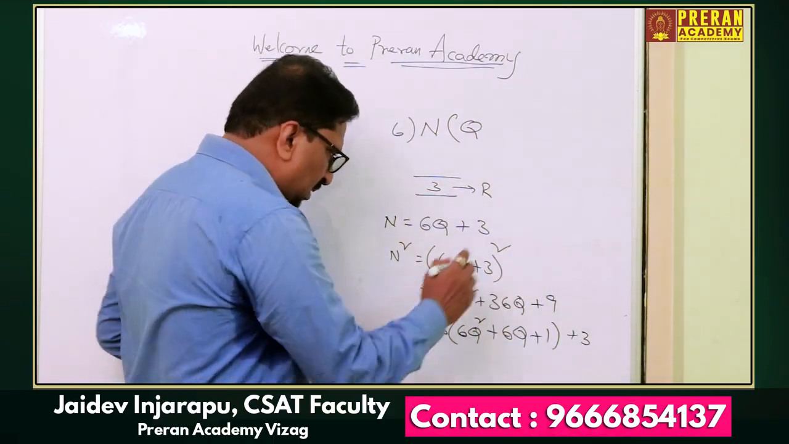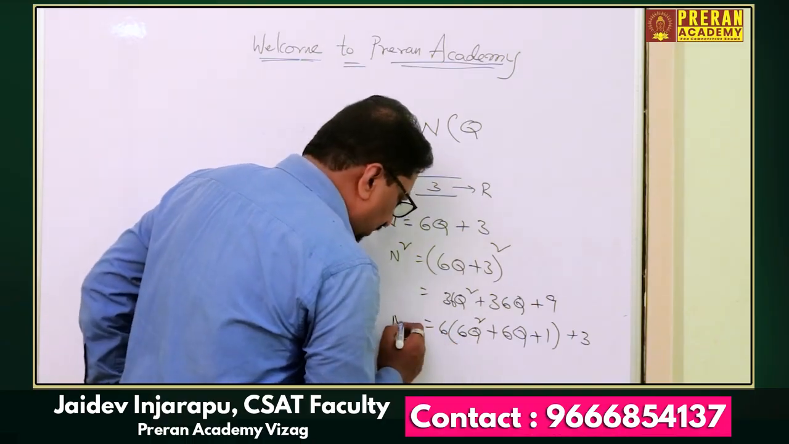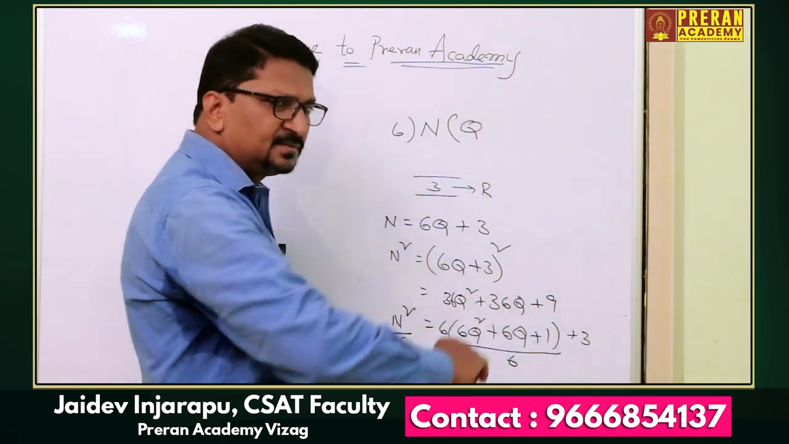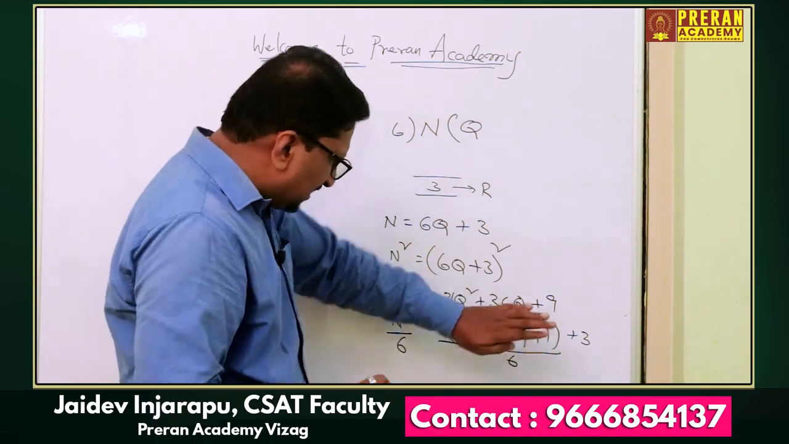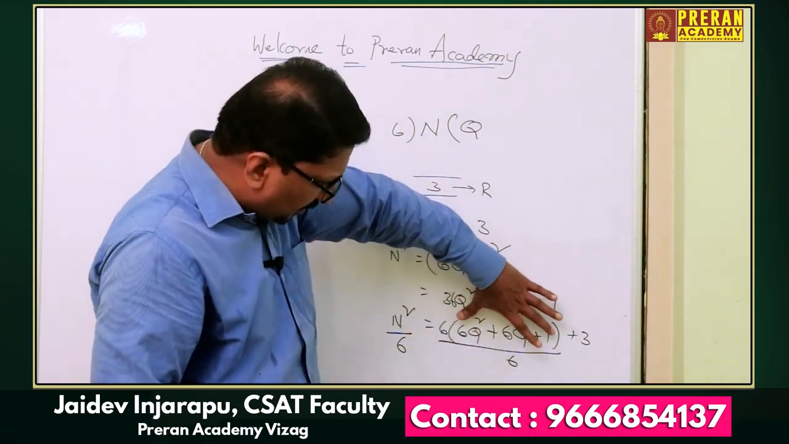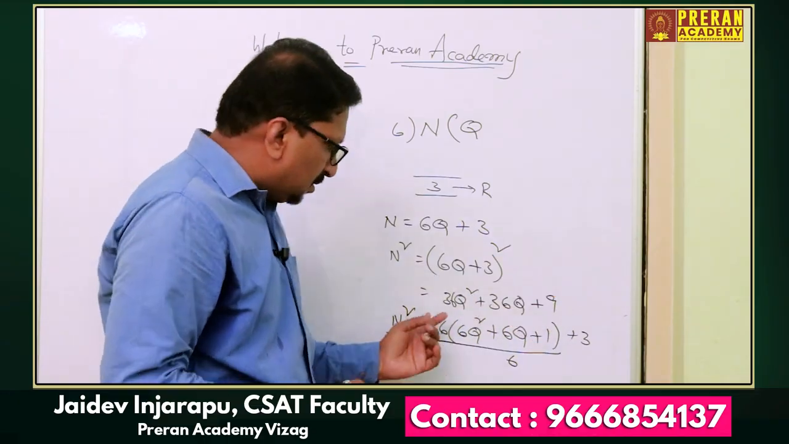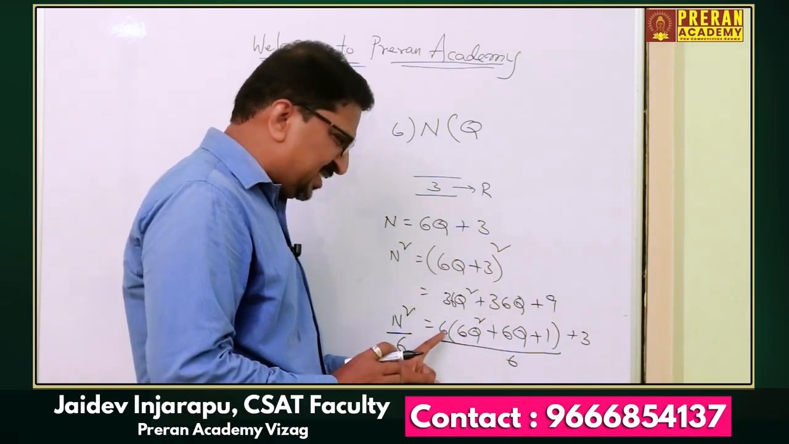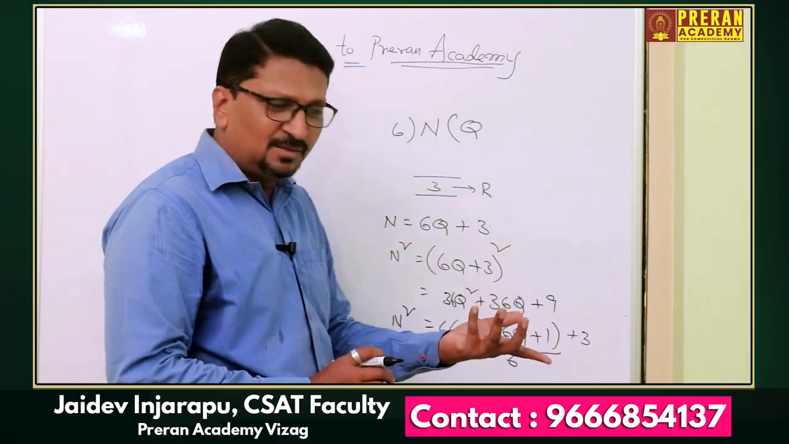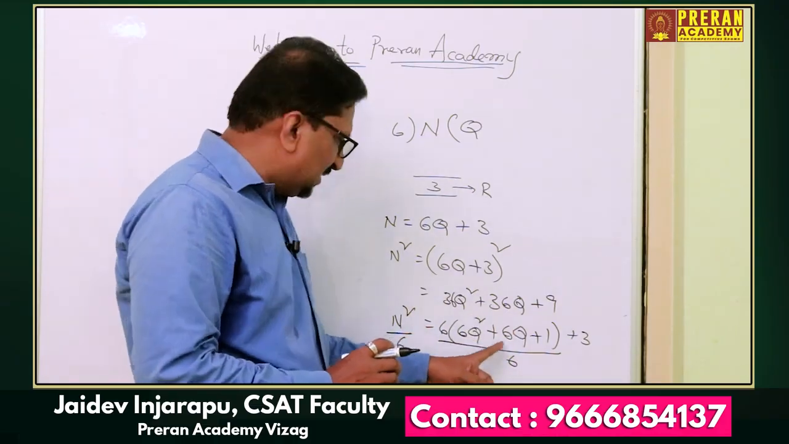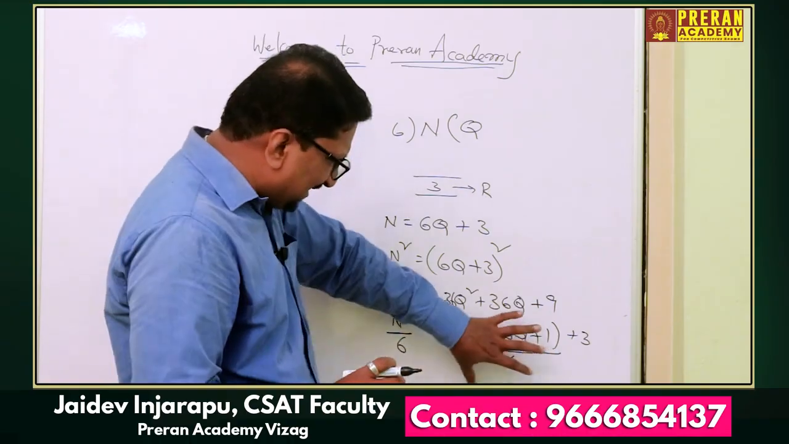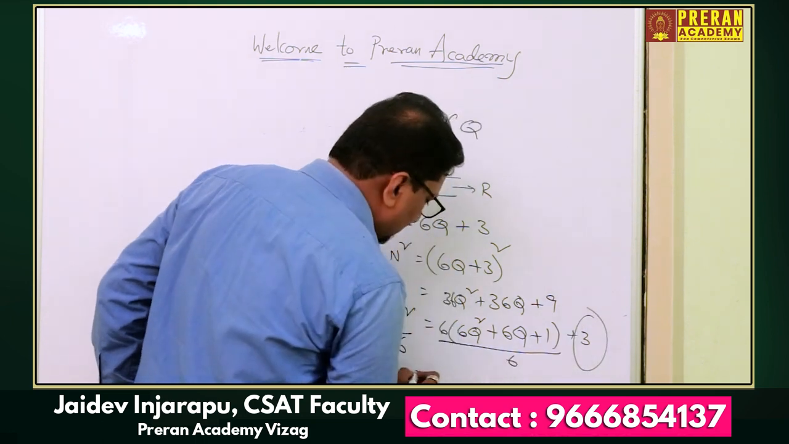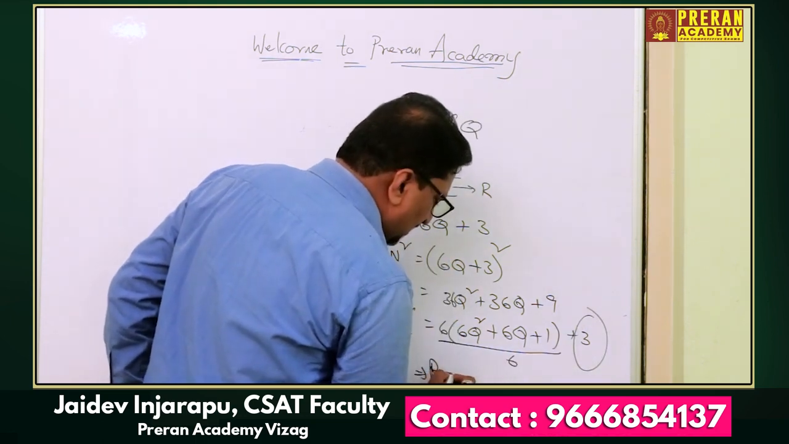Got it? Now, if this number is going to be divided by 6, that means this whole expression is divided by 6. You consider the term in the brackets as some x. So 6x by 6. Let us assume that x equals 1. 1 into 6, 6 by 6, remainder 0. You consider x equals 2. 6 into 2, 12 by 6, remainder 0. So this term gives remainder 0. So what is the remainder here? The remainder is 3.